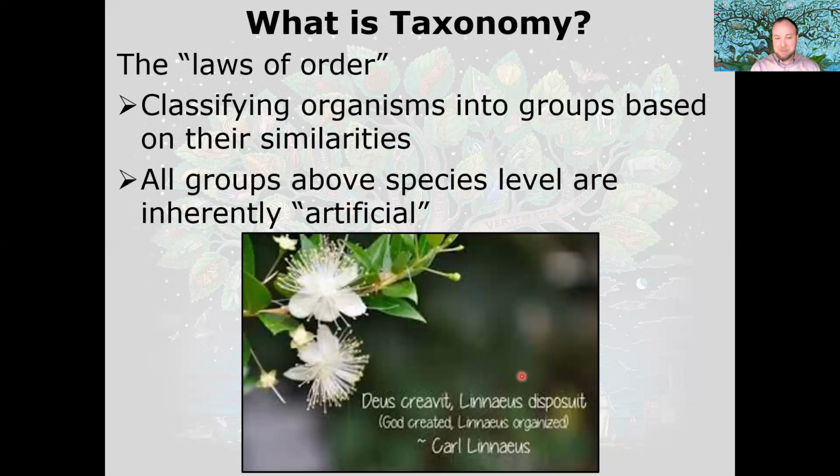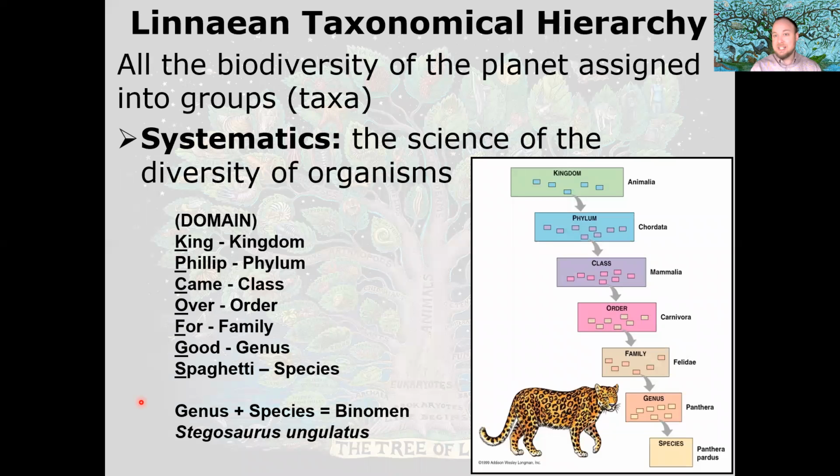There's this famous phrase here: God created and Linnaeus organized. Carolus Linnaeus was the one that first started trying to do this, the father of taxonomy, the one that started trying to group these things up. And we still, to this day, utilize the system that he developed.